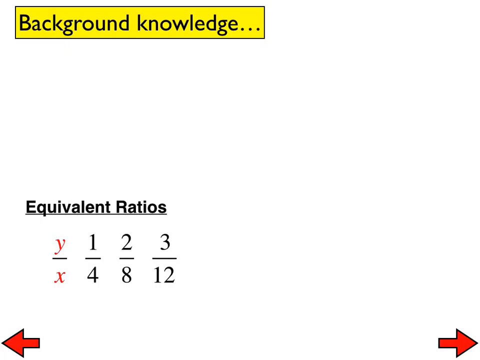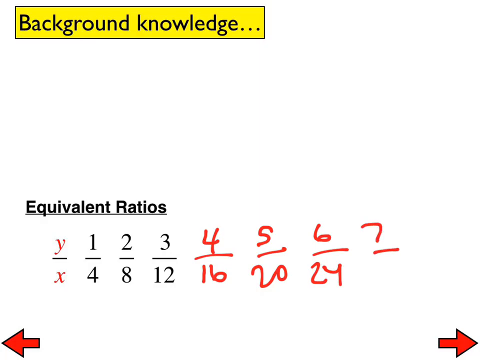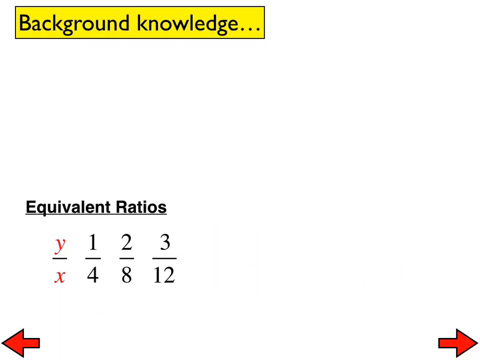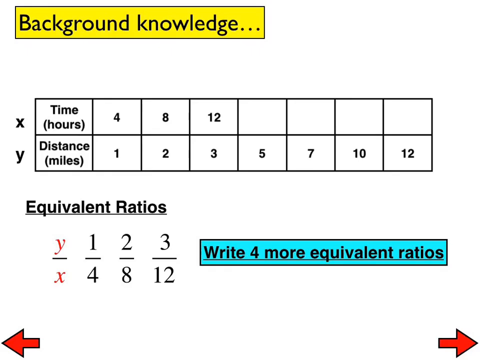Good, I'm seeing people write 4 over 16. Good, 5 over 20, 6 over 24, and 7 over 28. And some of you kept going further than that. That's fine. These are all equivalent because they all reduce down to this ratio. Do you agree? So, you see how you have your table there?